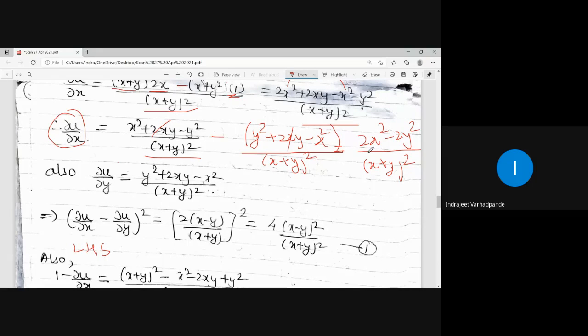Did it come like this? Yes, sir. So what I have taken common, I have taken 2 common. What is remaining? (x square minus y square) upon (x plus y) whole square. Okay? How is x square minus y square written as? (x plus y) into (x minus y). So one of the (x plus y) is cancelled. Yes, sir. So what is remaining in the numerator? 2 into (x minus y) upon (x plus y). Is it right?